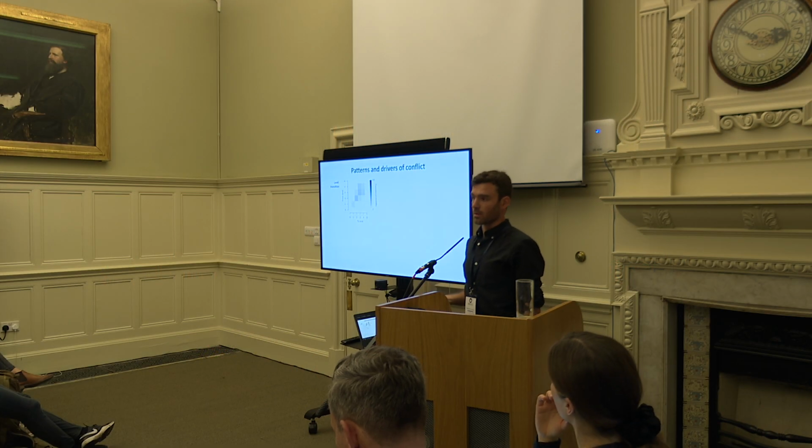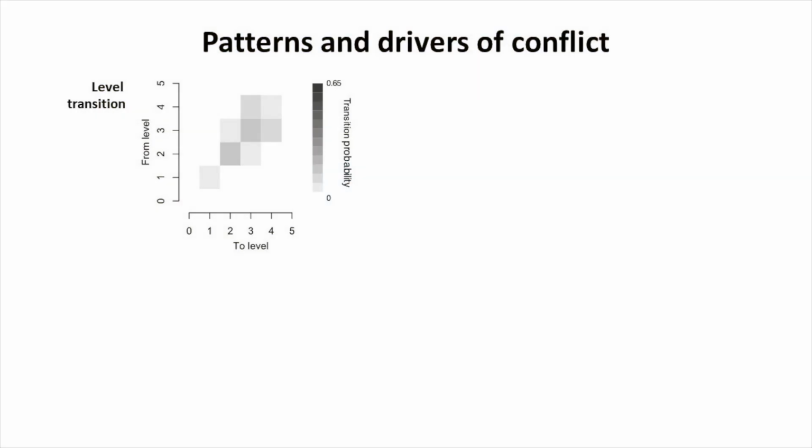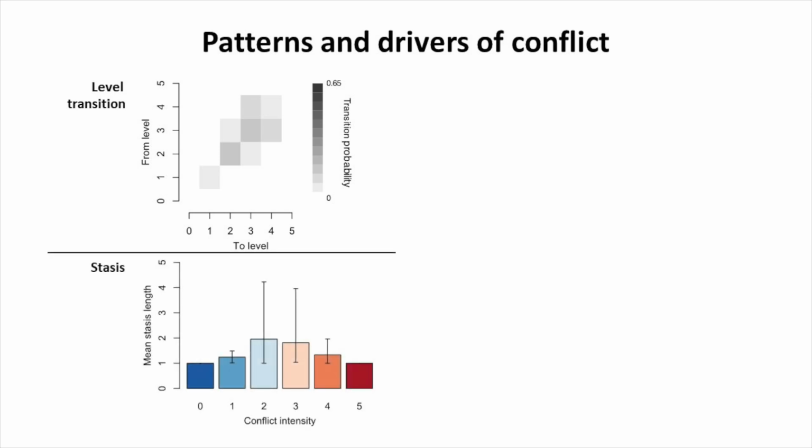And then you can do lots of things. You can do lots of modeling to see transition stages, how the conflicts transition between different levels. You can look at stasis. Does a conflict stay at a certain state, or does it switch states?